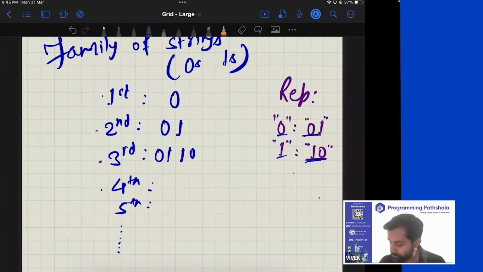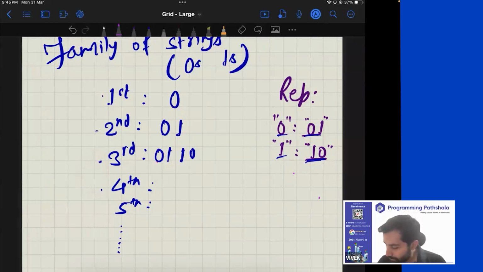In order to create the fourth string, you need to look at the third and replace every 0 by 0, 1 and every 1 by 1, 0. So let's just do it and see what you're getting. Yes, all of you are right.